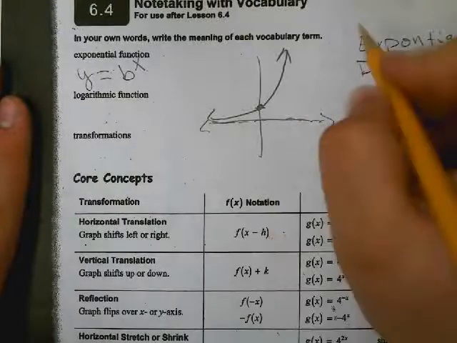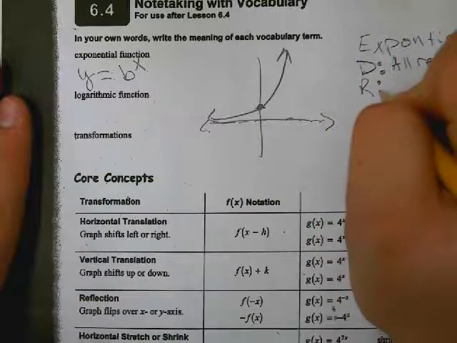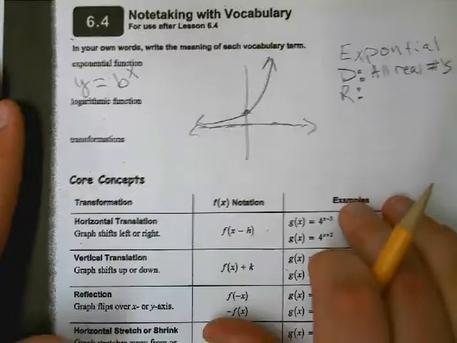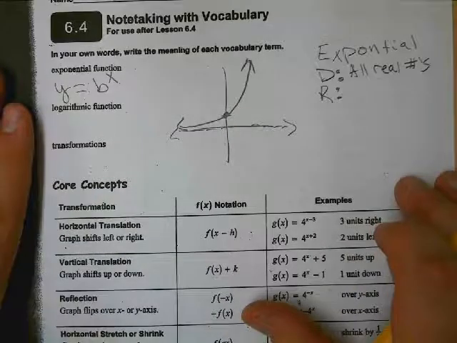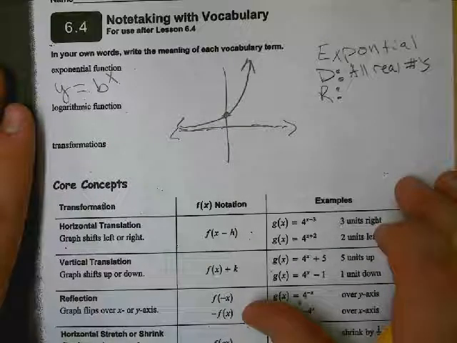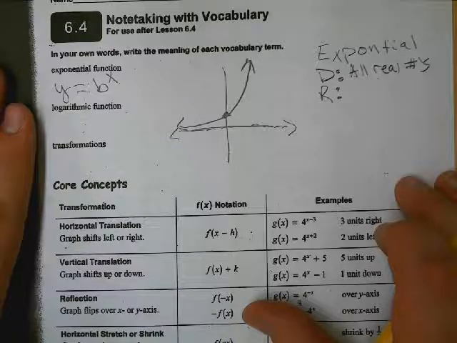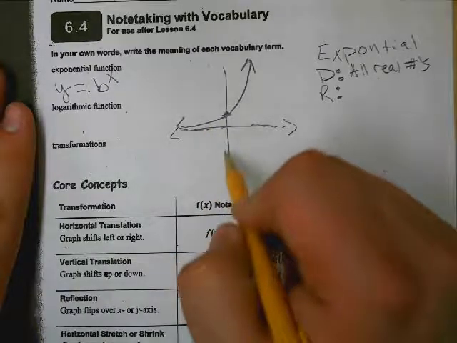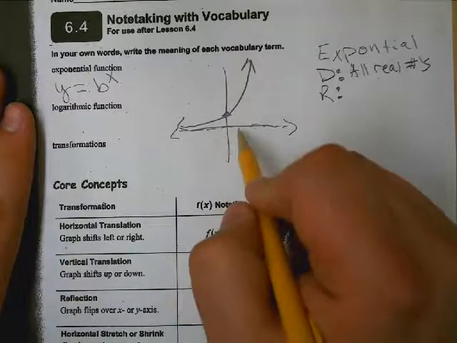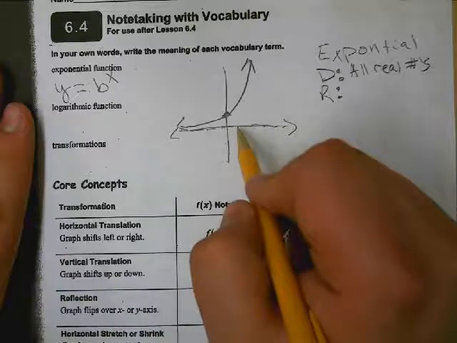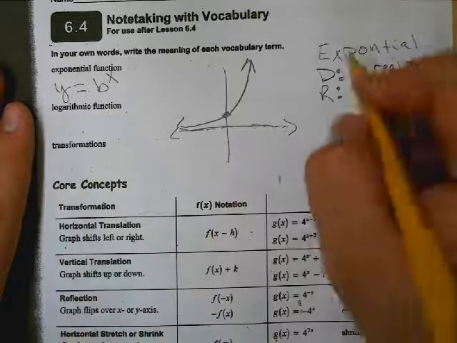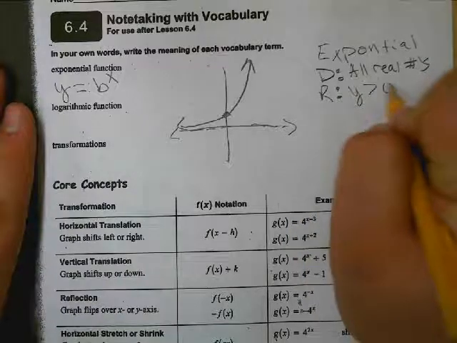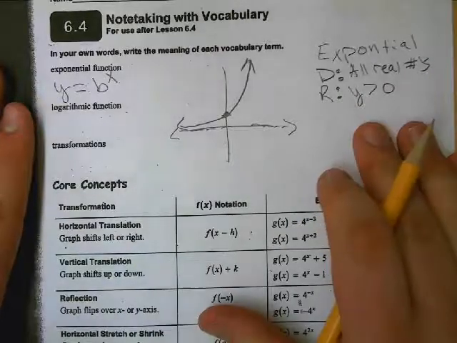Right. What's my range, or all the possible y values? Nick, do you have an idea? What are all the possible y values? No? So if I look at the graph, is there anything going to be below y equals 0? No? So the range is just going to be y greater than 0. That's just what it's going to be.